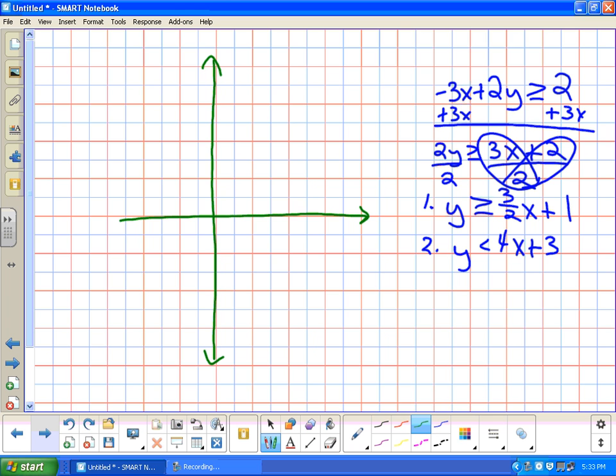So graphing the first line, I'm going to use the y-intercept 1. I'll graph this one in blue. y-intercept is 1. The slope is positive 3/2. So I'm going to go up 3 over 2 to get my second point. This one is a solid line. It has a bar underneath. So there's my solid line. I'm graphing y greater than or equal to, so I'm shading above the line.